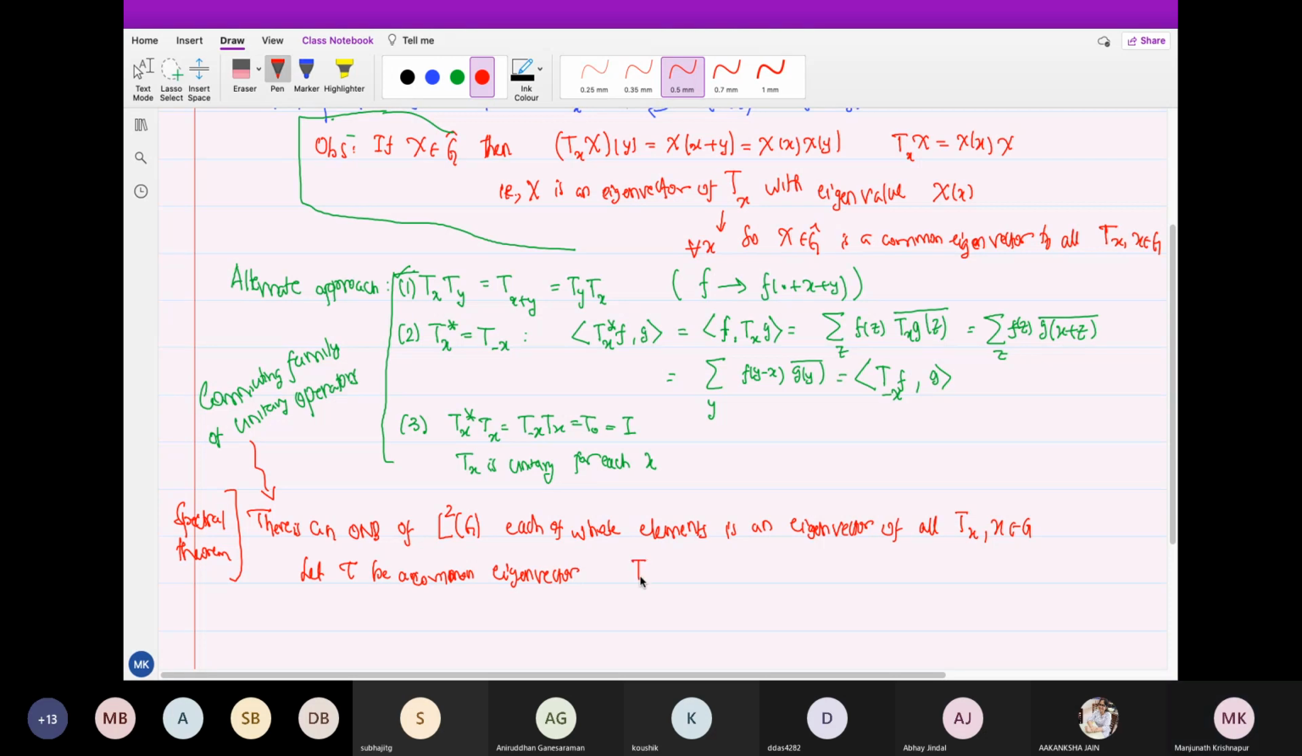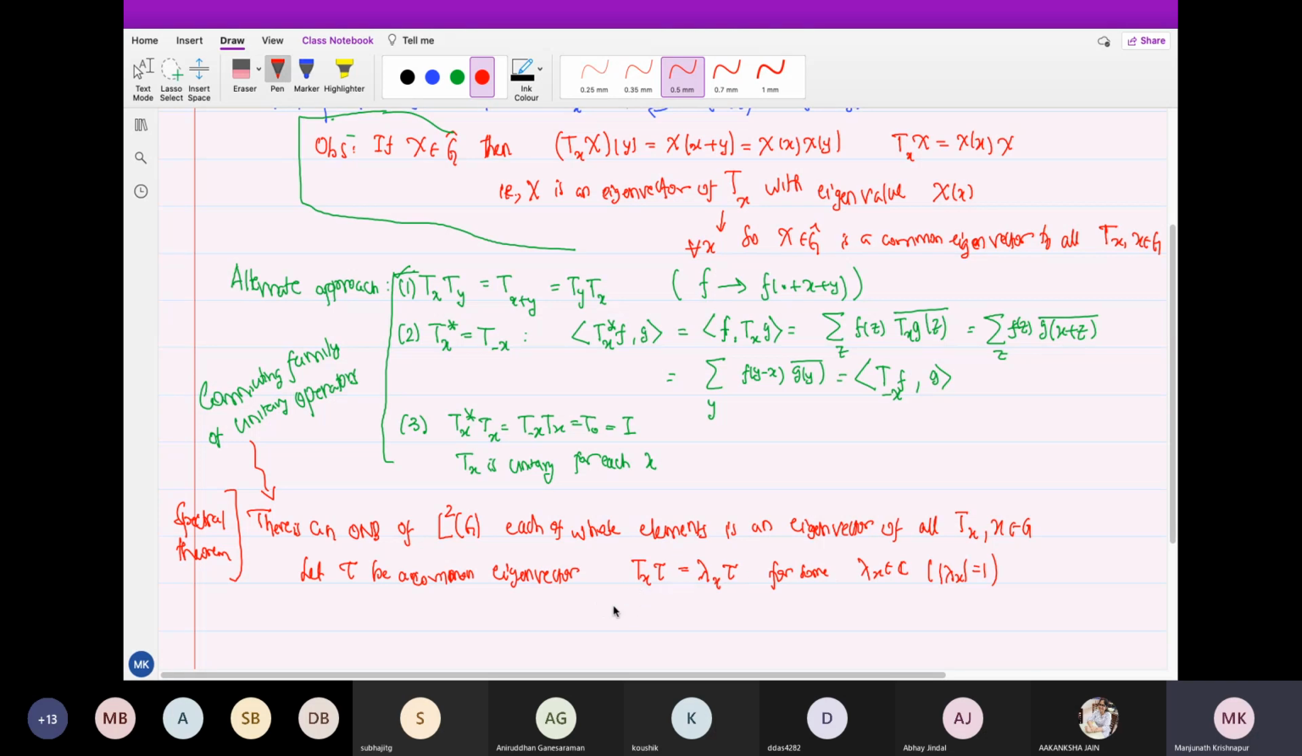That means T_x applied to tau is some eigenvalue. The eigenvalue depends on x. So the eigenvector is common, but the eigenvalues depend on x, right? So lambda_x is the eigenvalue, for some lambda_x in the complex numbers. In fact, mod lambda_x has to be 1 because these are unitary operators. But this is true, right? So for all x, we have some lambda_x such that this happens. But then what is this lambda_x?